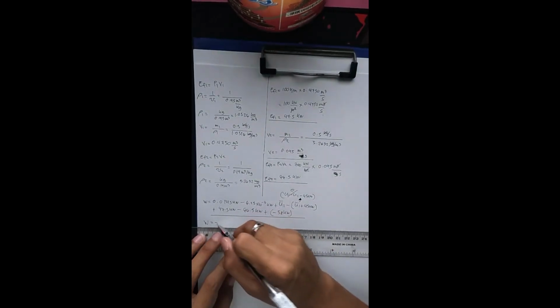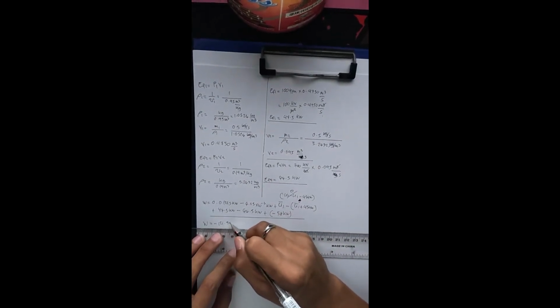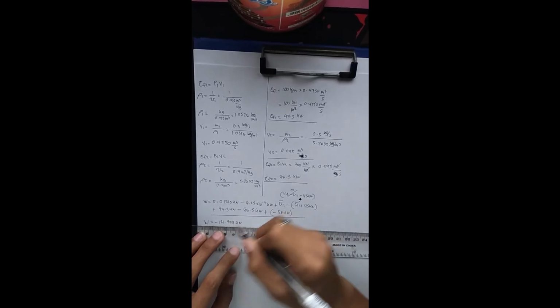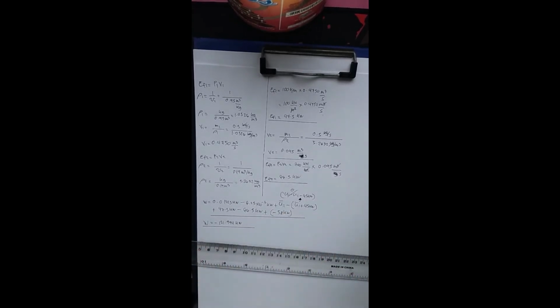So negative 121.994 kilowatts. That means the work received by our air compressor is negative 121.994 kilowatts. That's it.